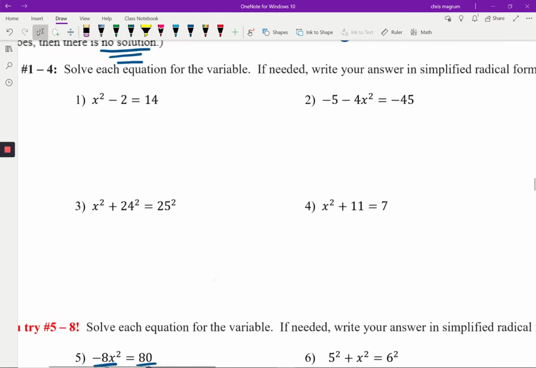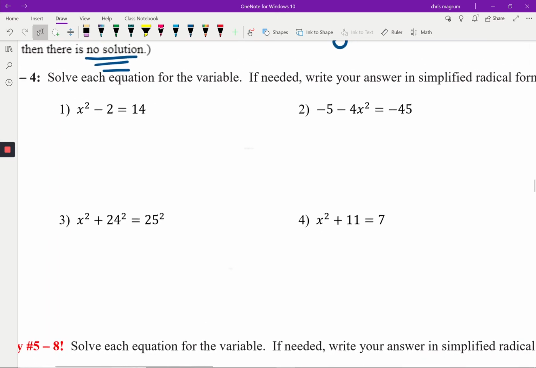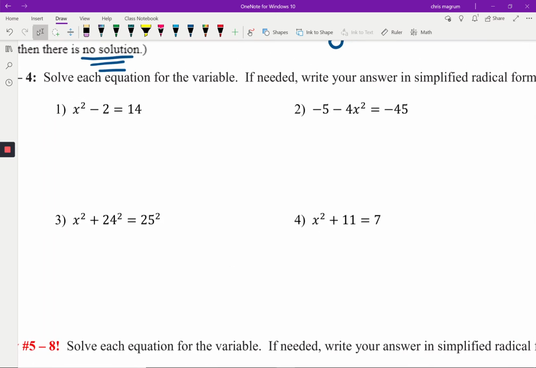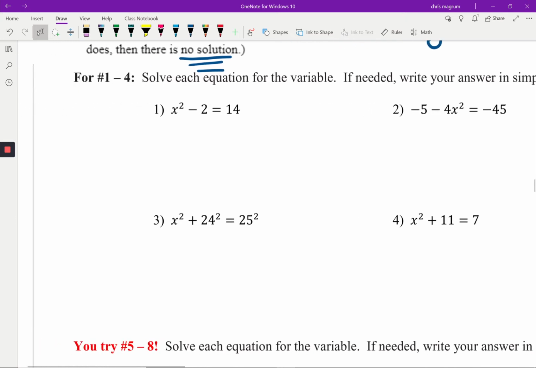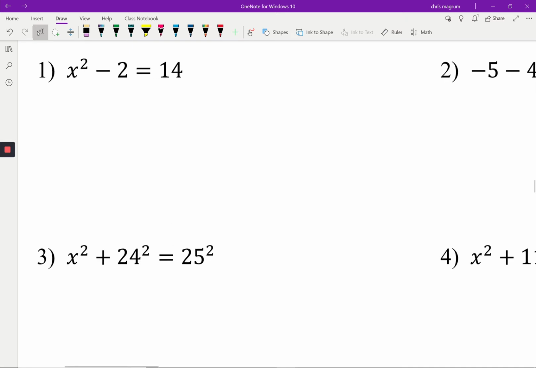So our first example, first of all, the directions. We want to solve each equation for the variable. If needed, we're going to write our answer in simplified radical form. I don't believe that comes up in any of these, but just know that it is something that you might see in other problems. So number 1, we have x squared minus 2 equals 14. We want to isolate whatever's being squared. In this case, just x is being squared. So we want to isolate that. To do that, we are going to add 2 to both sides.